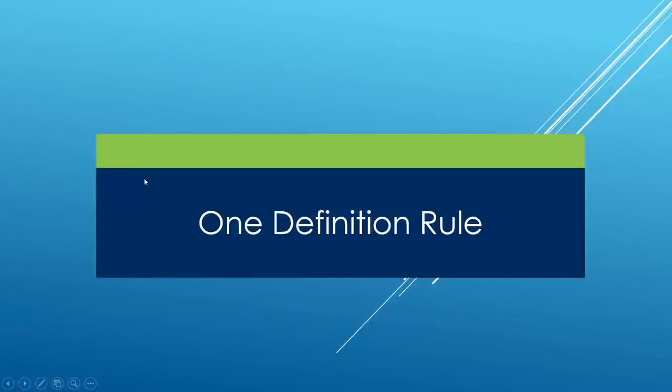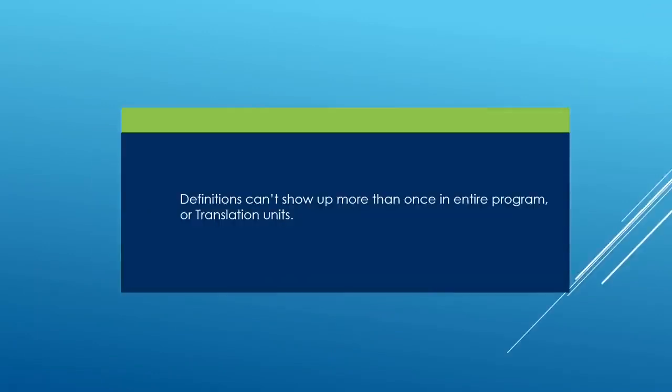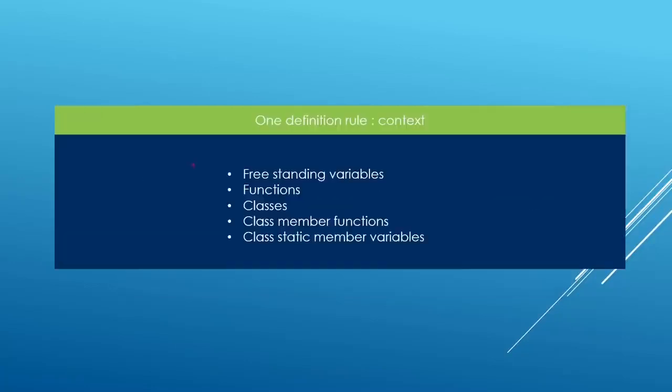In this lecture, we're going to learn about the one definition rule. And this is a rule that says definitions can't show up more than once in your entire C++ program. Or in some cases, a definition can show up more than once in a translation unit. We are going to look at the one definition rule in the context of freestanding variables, functions, classes, member functions, and static members in our classes.